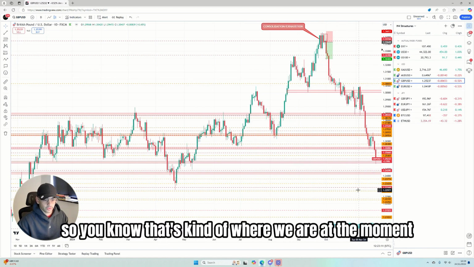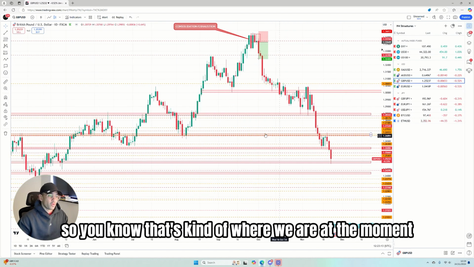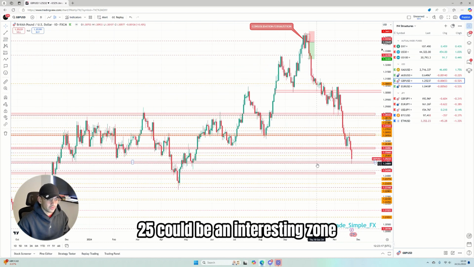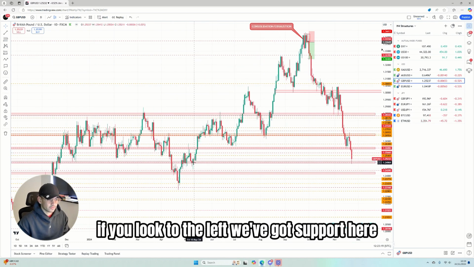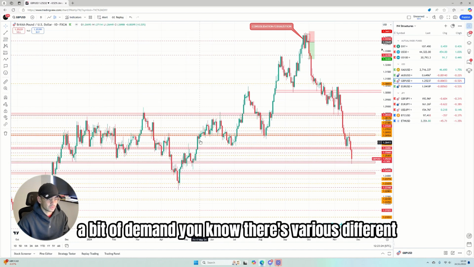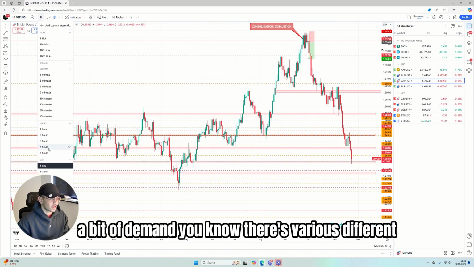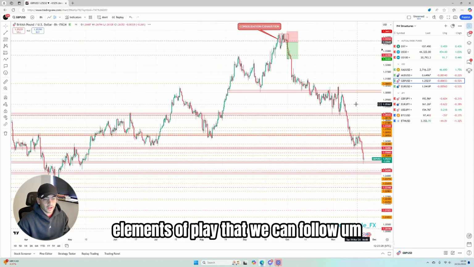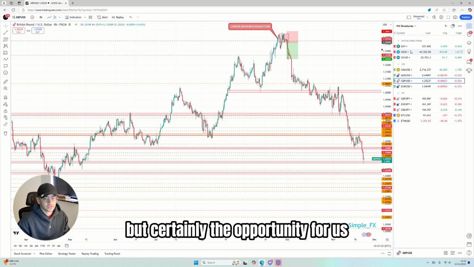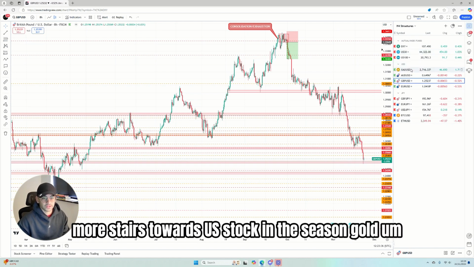So, that's kind of where we are at the moment. GBP/USD, we've got 125, so 125 could be an interesting zone. If you look to the left, we've got support here, and we've got an area of consolidation, a bit of demand. There are various different elements at play that we can follow, and it all makes sense, but certainly the opportunity for us steers more towards US stock indices and gold.